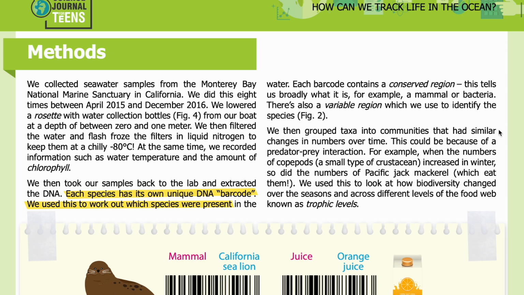We then grouped taxa into communities that had similar changes in numbers over time. This could be because of a predator-prey interaction. For example, when the numbers of copepods, a small type of crustacean, increased in winter, so did the numbers of Pacific jack mackerel, which eat them. We use this to look at how biodiversity changed over the seasons and across different levels of the food web, known as trophic levels.